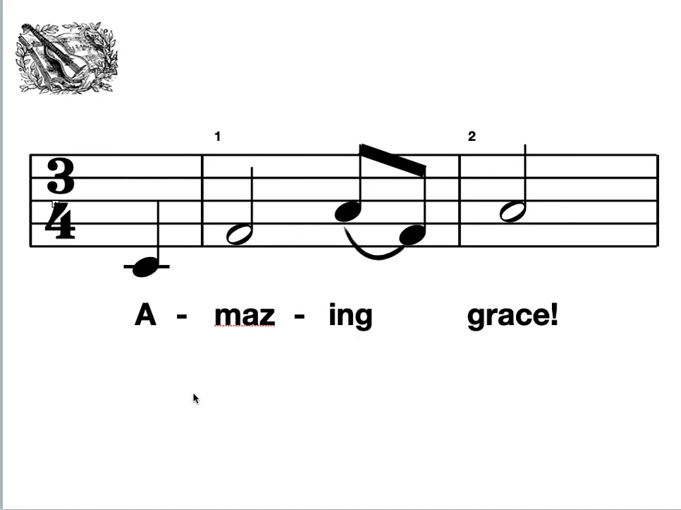A good example of a pickup note is the song Amazing Grace. It only has one note at the beginning, which is leading into a stronger emphasis at the first complete measure. Amazing Grace. So we call those pickup notes.